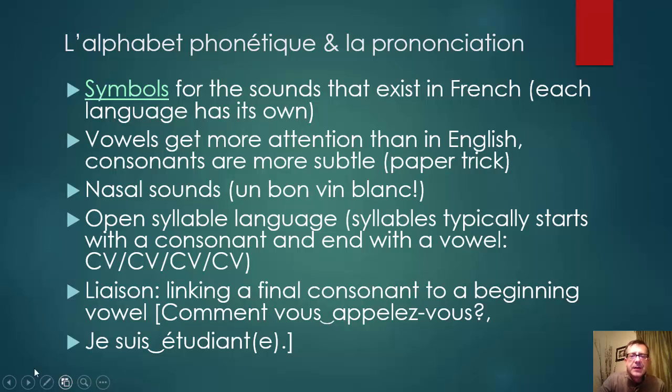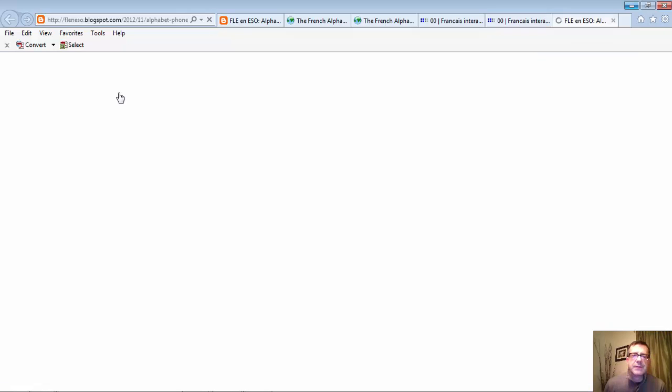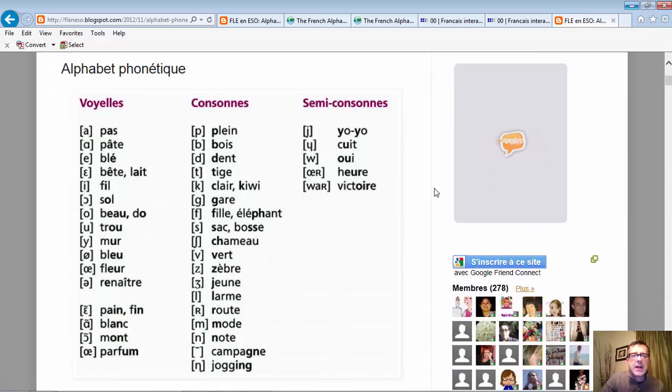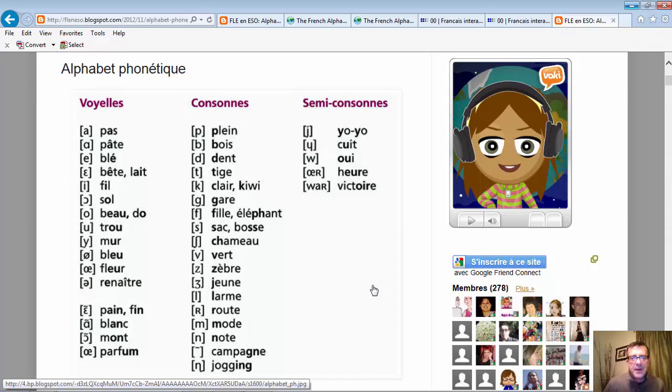So let's have a look at those symbols really quickly. The symbols that exist in French are these. First of all, you have three columns here. The first column is les voyelles, vowels. The next column is les consonnes, consonants, and then les semi-consonnes.